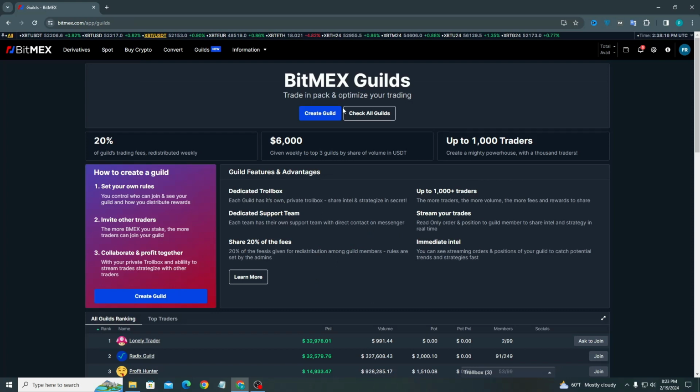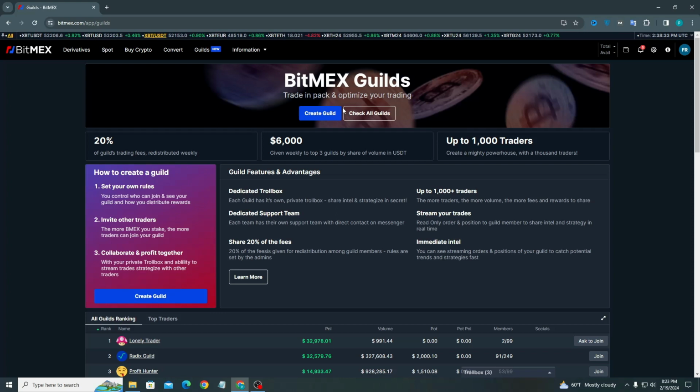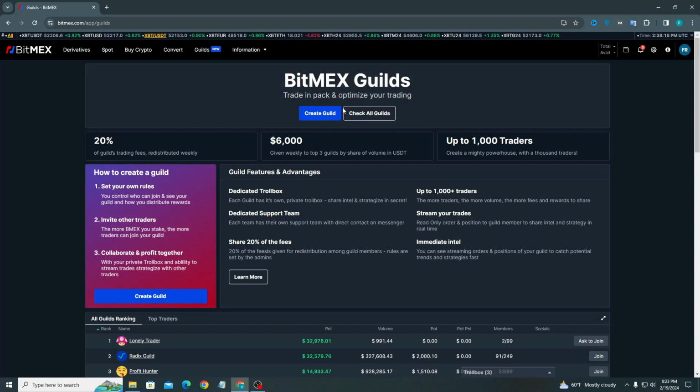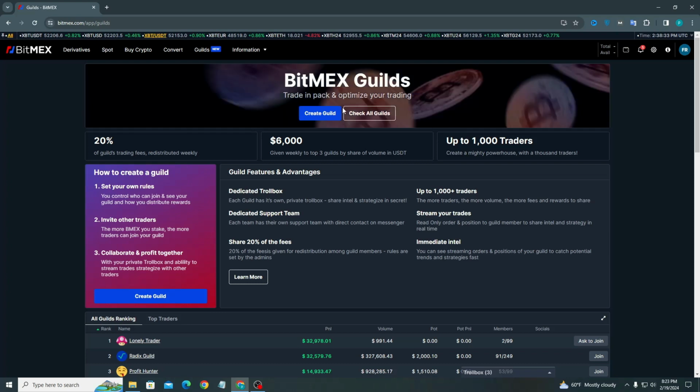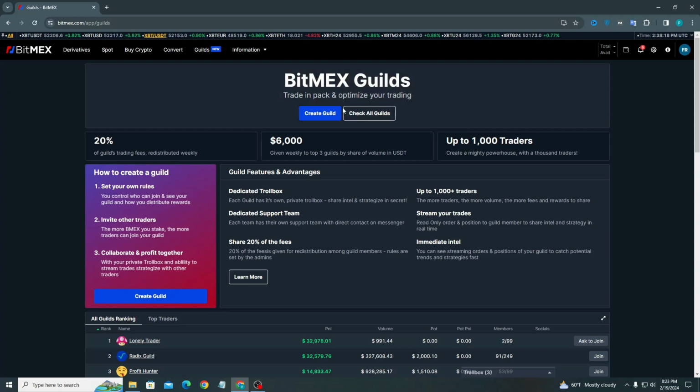If you tap on guilds, you can join the guilds and share information and learn all these things in a guild, or you can create your own guilds over there. It is very beneficial for you. If you create a guild, then you can share your ideas, or you can grow your cryptocurrency and trading career over here.